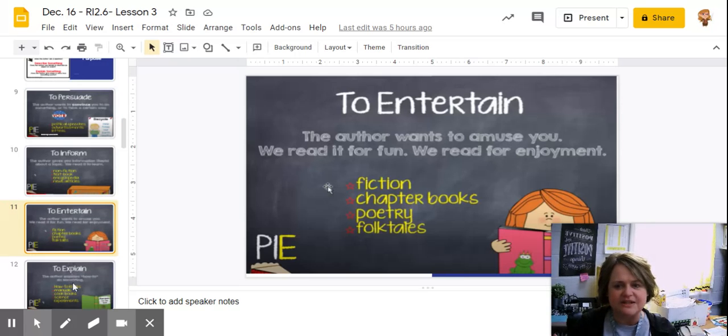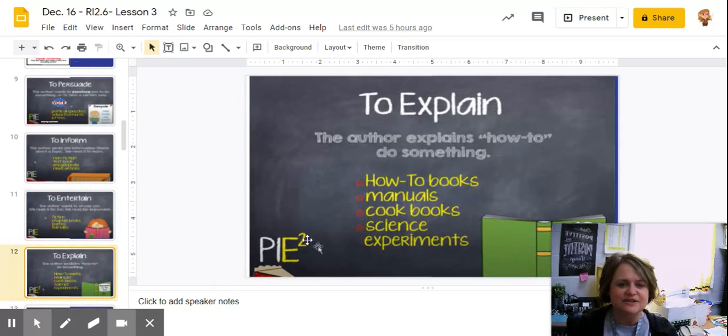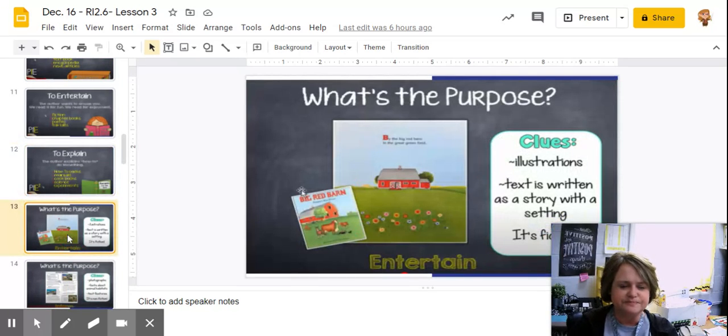And then today we're going to be talking about PIE squared, because we're going to turn that E not only into entertain, but we're going to add another E for explain. The author explains how to do something, how to make something: manuals, cookbooks, science experiments, anything that has a process on how to do something would be explained. So that's why we call that PIE squared, because we have two E's, entertain and explain.